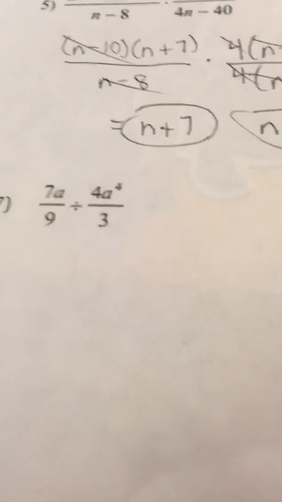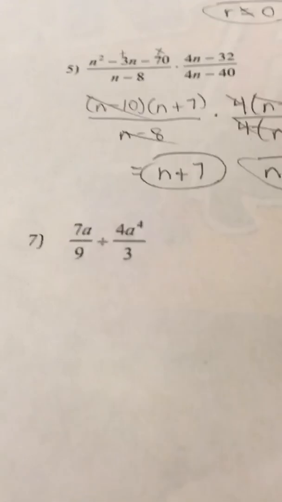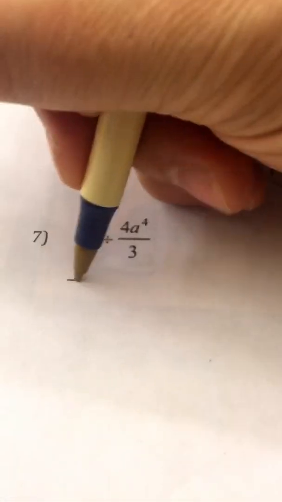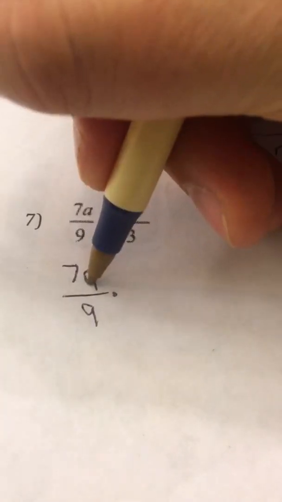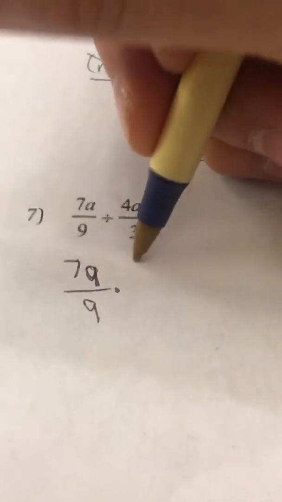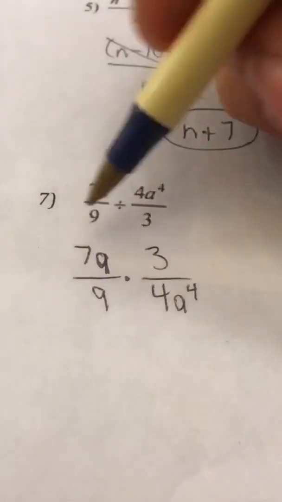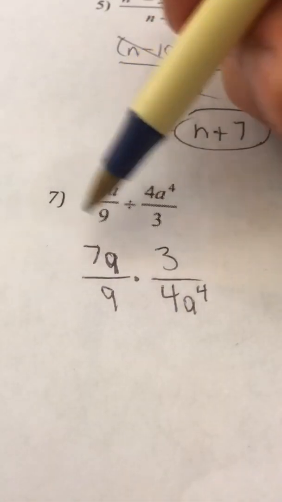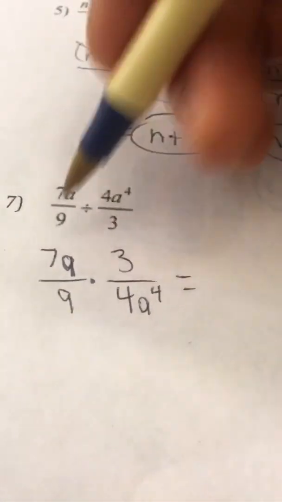So number 7, 7a over 9 divided by 4a to the 4th over 3. Keep, change, flip. Let's just leave this as 7a over 9 times, this is an a right here, times the flip over, the reciprocal, 3 over 4a to the 4th. Now we could multiply across, then reduce. We could try to reduce first and then multiply.